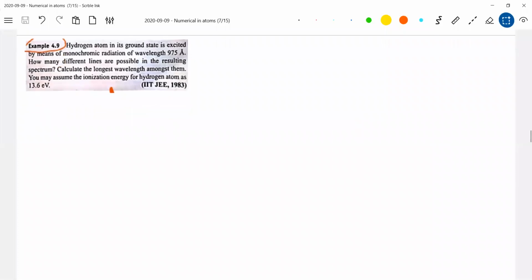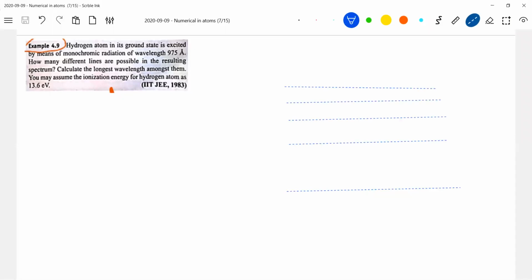I'll read the next one. A hydrogen atom is in the ground state, and a photon of 975 Angstroms is incident. Then it is asking for the number of resulting lines, and to calculate the longest wavelength amongst them. N equal to 1, 2, 3, 4, 5. The electron is present here. A photon is incident on it, or actually on an atom.